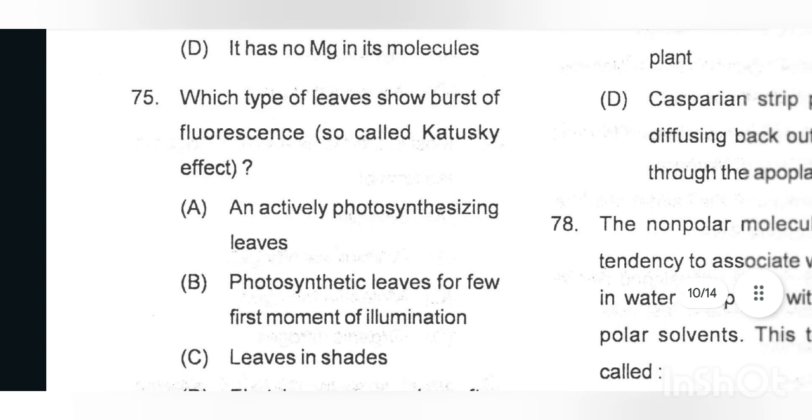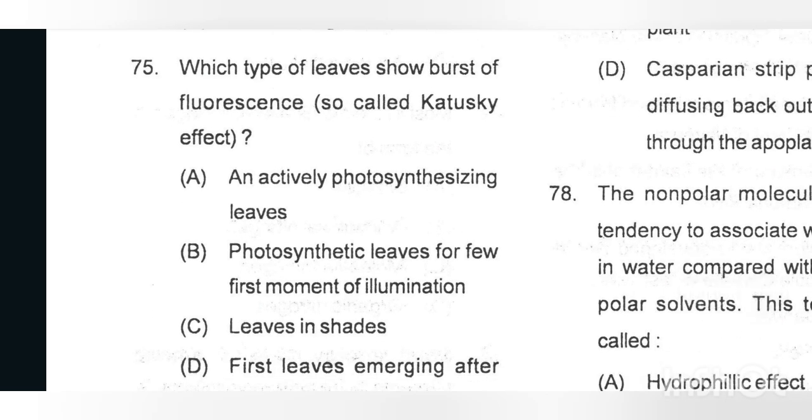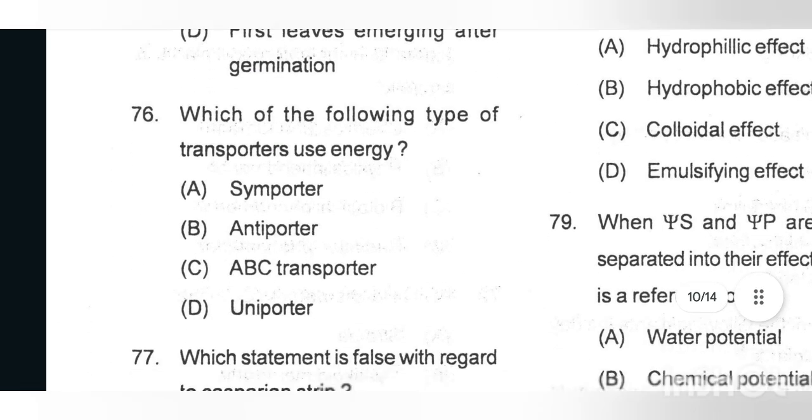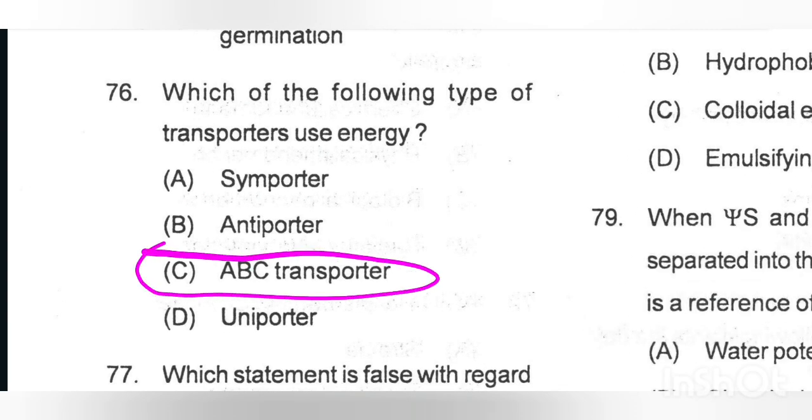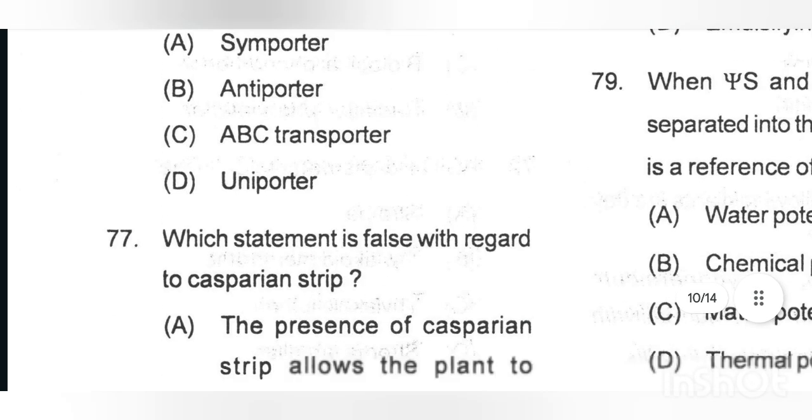Then question number 74, carotenoids give their characteristic orange color in 400 to 500 nanometer region because, why does it occur? Because it has multiple conjugated double bonds. Then question number 75, which type of leaves show burst of fluorescence? So here the correct answer is actively photosynthesizing leaves. Then which of the following type of transporters use the energy? So ABC transporter use energy in the form of ATP.